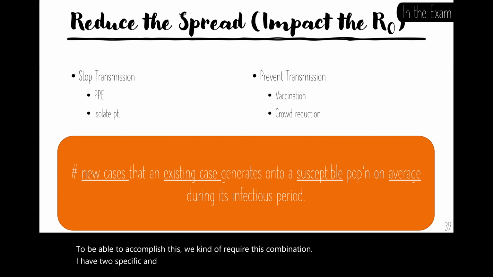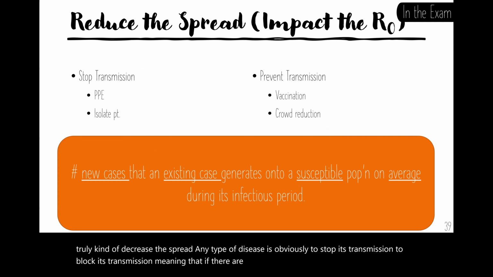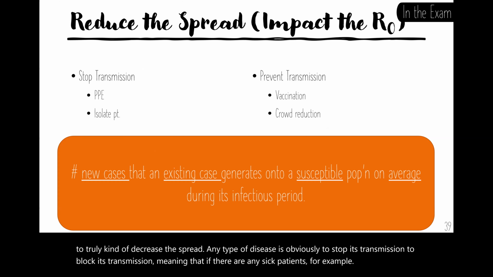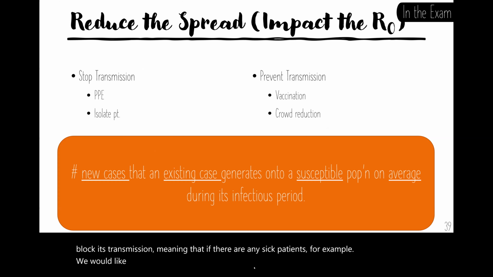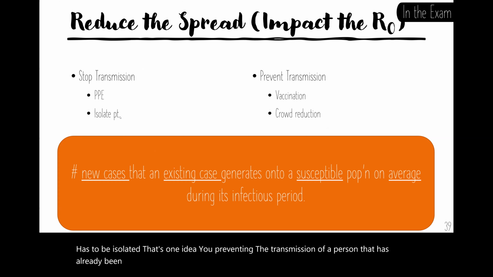And so here's what we have presented on this slide, right? The first method to truly decrease the spread of any type of disease is obviously to stop its transmission, to block its transmission. Meaning that if there are any sick patients, for example, we would like to call these cases, since we've confirmed that they have been infected, and we would like to isolate them. So any patient that has been confirmed, meaning a case, in this case, has to be isolated. That's one idea. You're preventing a person that has already been infected from infecting others. So isolation is part of this process, right?